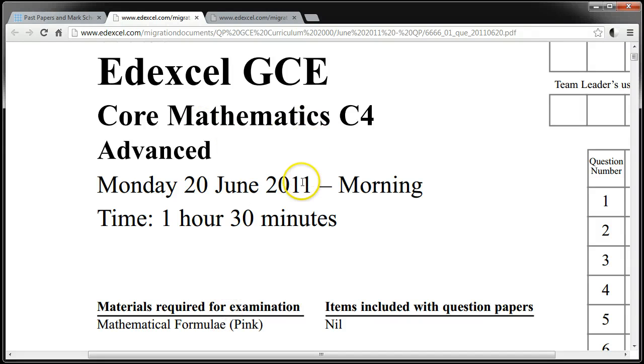Okay then guys, let's have a little overview of this paper then. Try and simulate the thought processes you might go through if you're preparing for a C4 examination in the near future. It's a good practice to have a little look at the paper at the beginning of an examination, perhaps take a minute or two, just to familiarize yourself with the content of the paper.